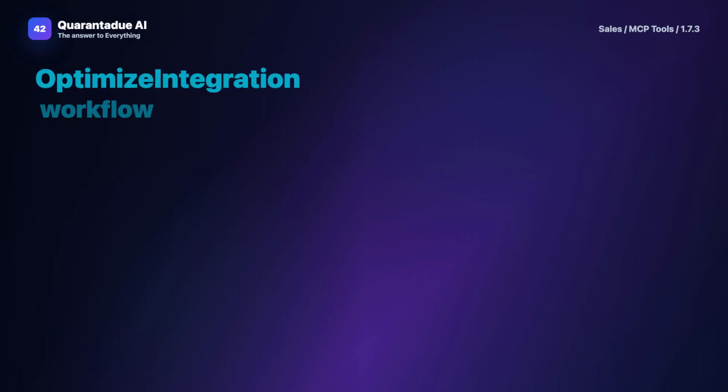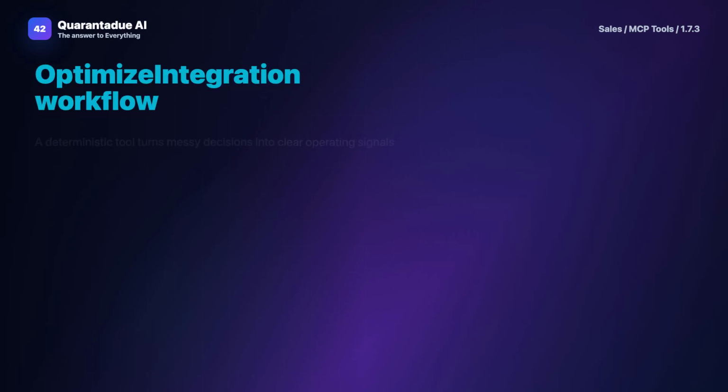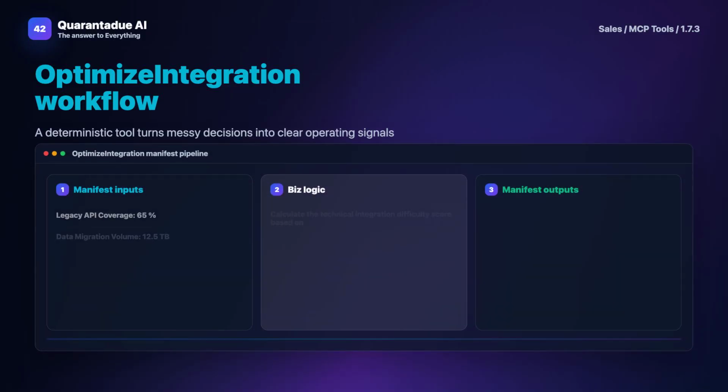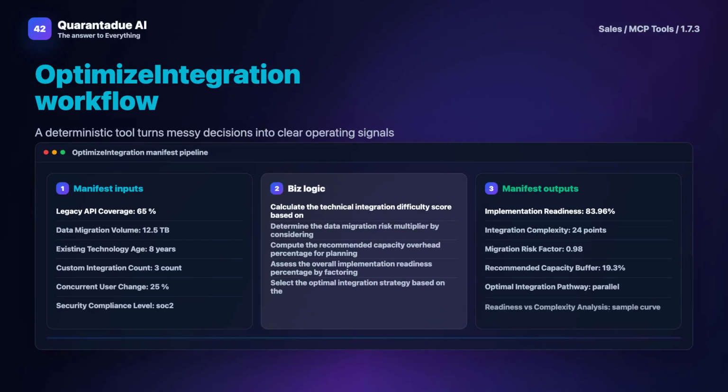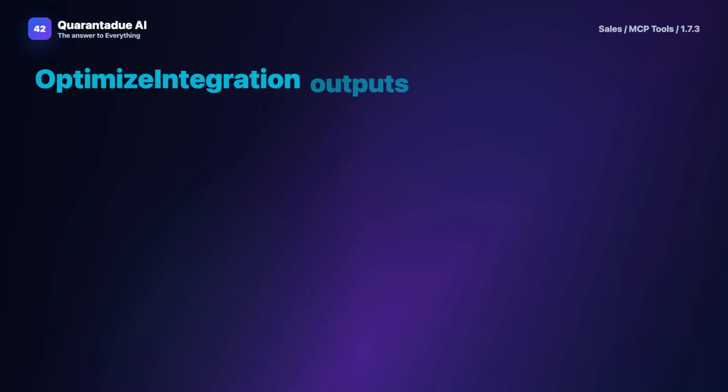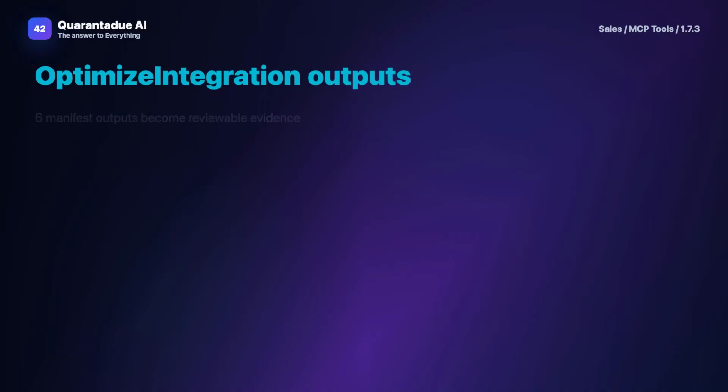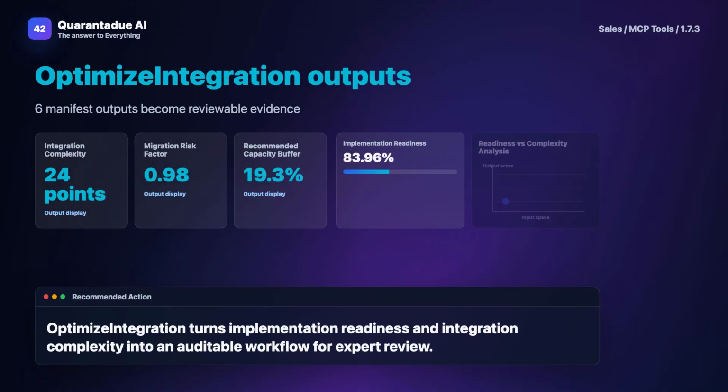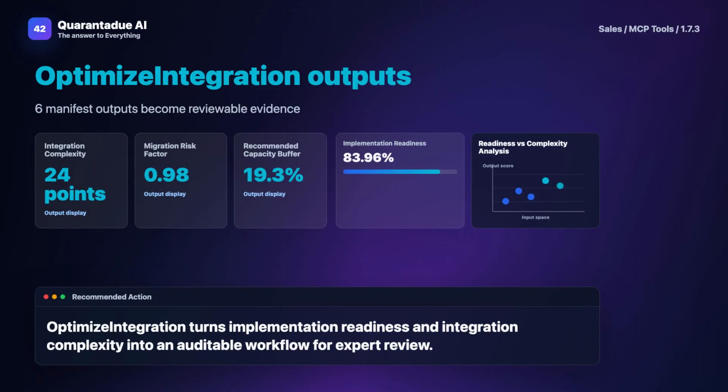Compute the recommended capacity overhead percentage for planning based on the expected change in concurrent users and the age of the existing technology. Assess the overall implementation readiness percentage by factoring in the integration complexity, team expertise score, and migration risk. And select the optimal integration strategy based on the readiness index and integration complexity scores. This keeps the process deterministic, reviewable, and aligned with how sales teams actually make decisions.